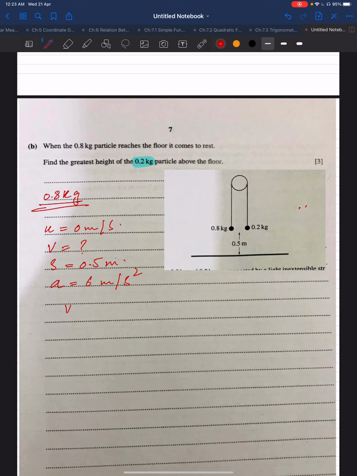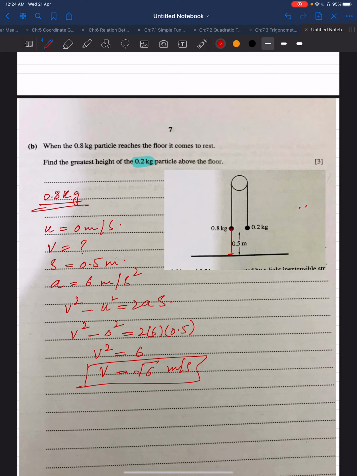Okay, v square minus u square is equal to 2as. So v square minus 0 square is equal to 2 into 6 into 0.5. So v square is equal to 6, v is equal to square root of 6 meter per second. So you got the velocity at this time.